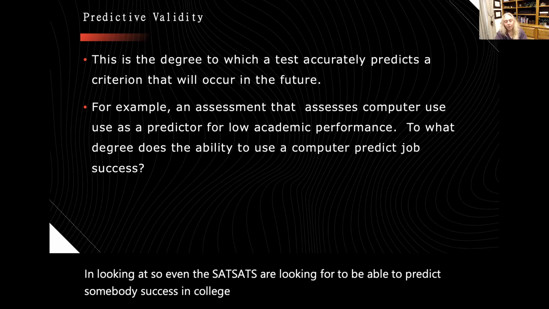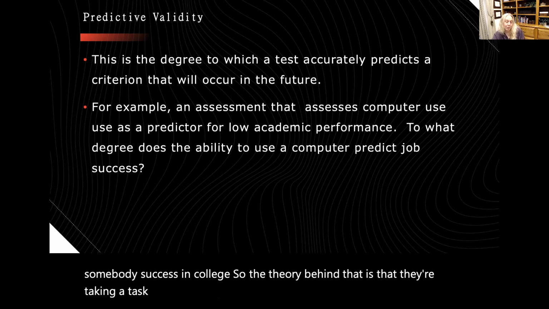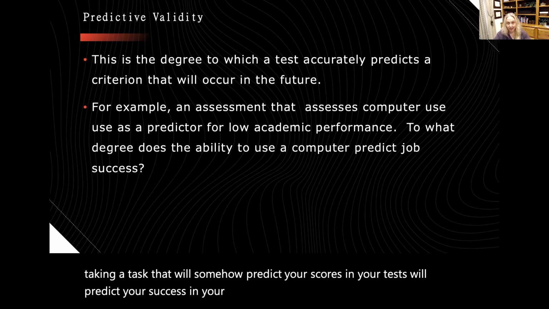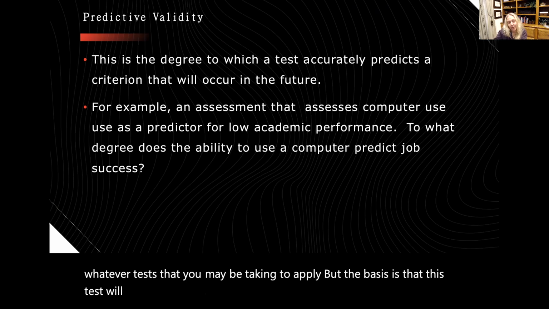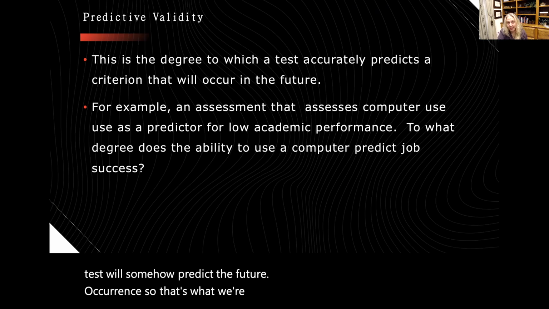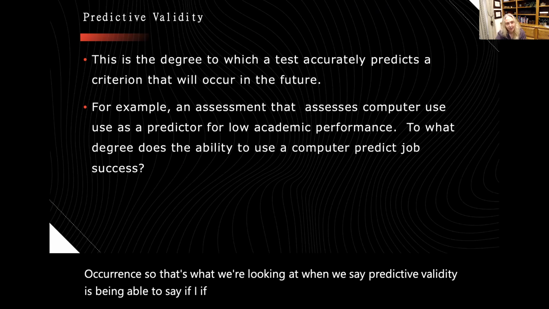The theory behind the SATs is that you take a test that will somehow predict your success and your aptitude in college or graduate school, or whatever you may be applying to. But the basis is that this test will somehow predict a future occurrence. So that's what we mean by predictive validity: being able to say that if this test is given to somebody, it will be able to predict future performance.